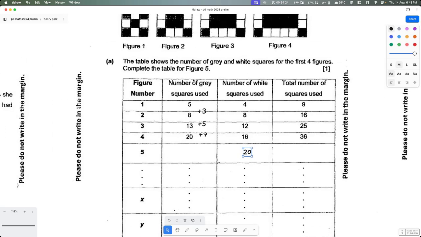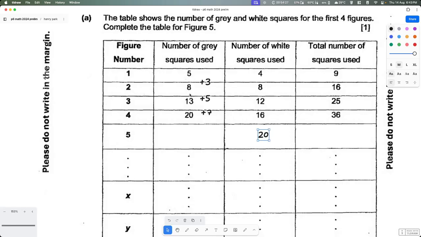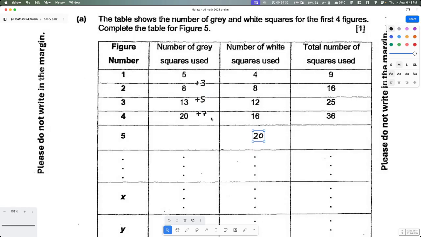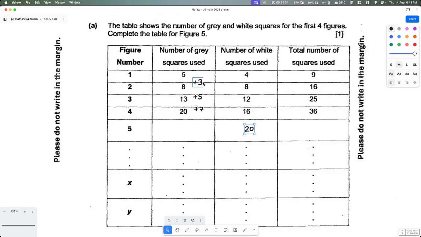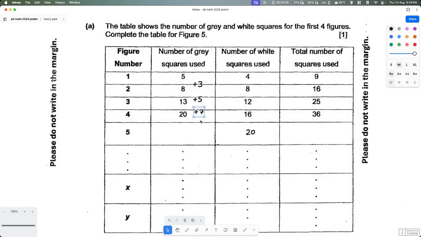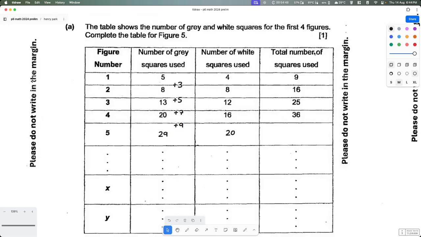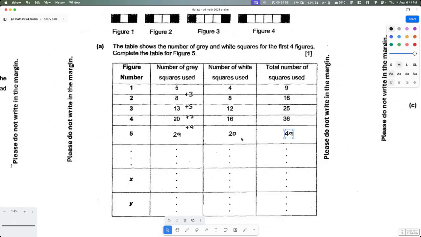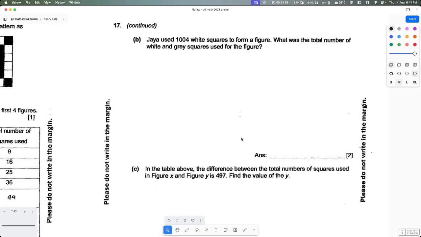For the number of gray squares, it is a bit different. 5 to 8 is 3, then 5, then 7, that's what I see over here. What do you think the next one will be? Instead of plus 7, this will be plus 9, so 20 will be 29. The total is just add together, this will be 49. Okay, now let's move on to part B.